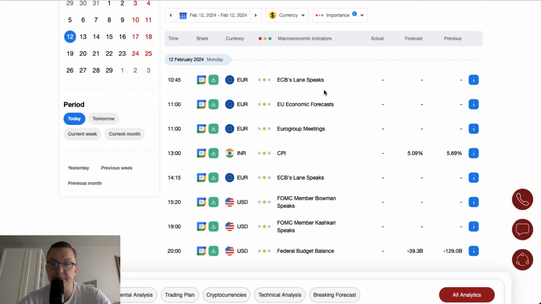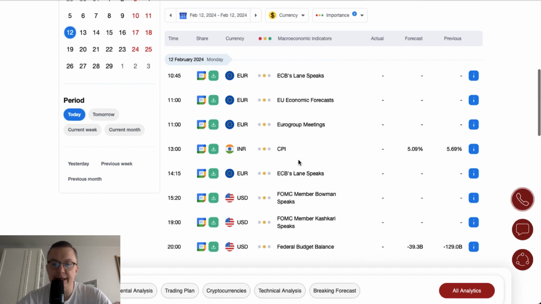ECB Lane will give a speech. Then we got the European Union economic forecast. This is apparently one of the most important events of the day. Eurogroup meeting starts at 11 o'clock officially. Then again, at 2:15 we got ECB Lane's speech, and then we got speeches from the FOMC members Bowman and Kashkari around 3:20 and 7 o'clock.